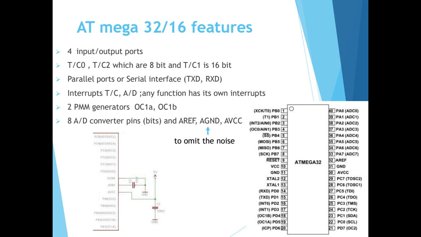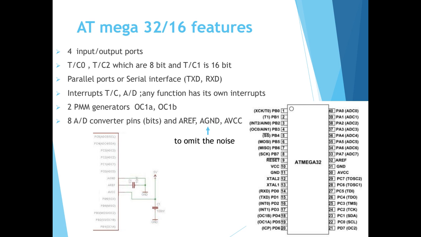Please don't be confused about these explanations. For example, for analog to digital converters, we are using port A, or for timer counter 0, we are using the first pin of port B, or pin 1 of our ATmega32 or 16. As you see, it is called T0, or timer counter 0. Also, as I said, we have analog to digital converter pins: AREF, AGND, and AVCC.